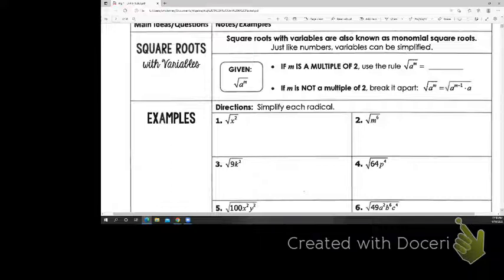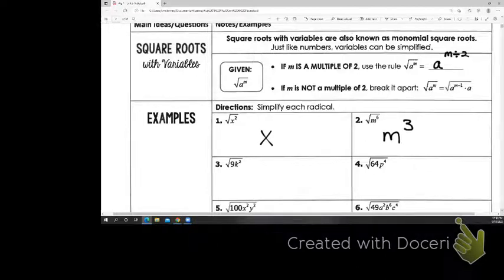This is actually probably easier than the number. It's easier to do the variables than the numbers. So if that is an m, that m being the exponent, if it's a multiple of 2, then I'm just doing a to the m divided by 2. So if it's second power, it becomes first power. So this is just x. If it's sixth power, that becomes m to the third.